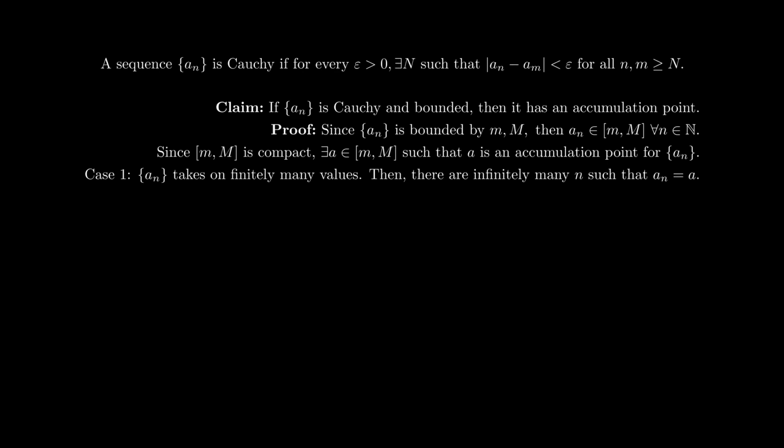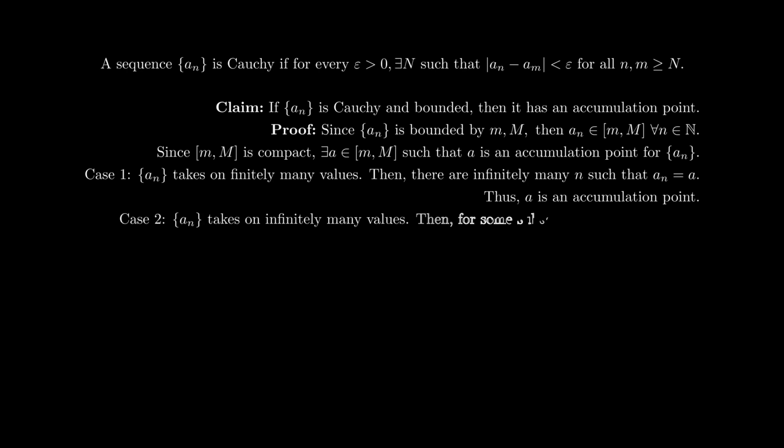This could be something like the sequence a sub n, where a sub n equals the sine of n times pi. Then, since we have infinitely repeating points, we can simply pick a subsequence where every value of that subsequence is the same value. Call that value a. Then it should obviously converge to a. The other case is a sequence that does not have infinitely repeating values. In other words, a sequence that takes on an infinite number of values. This is where the Bolzano-Weierstrass theorem really helps.